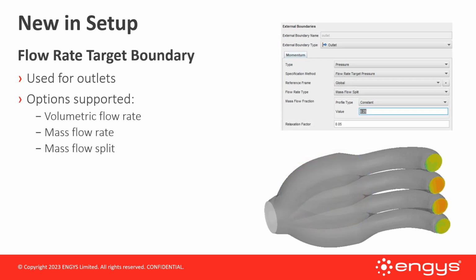We have added a new flow rate target outlet boundary condition, whereby the user can specify the target outflow flux on a patch. Three different options are available to the user for specification: volumetric flow rate, mass flow rate, and mass flow split. The latter option is primarily used for multiple outlet boundary patches where the user can specify the outflow as a fraction of the global inflow for each patch.